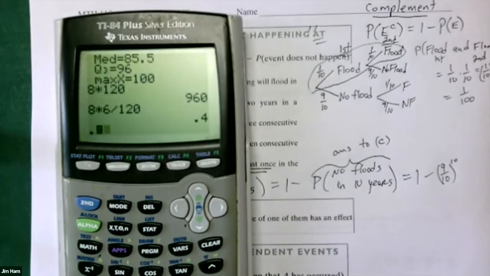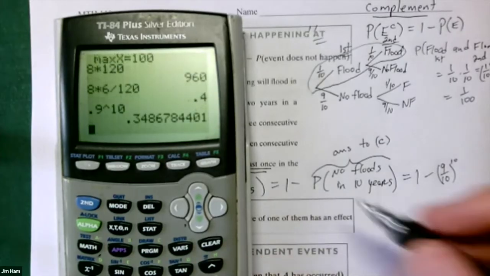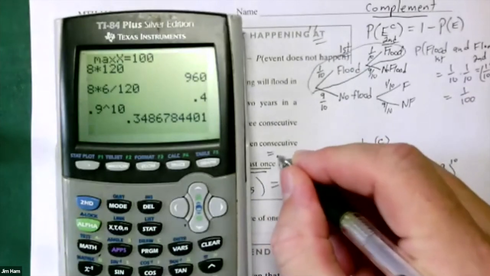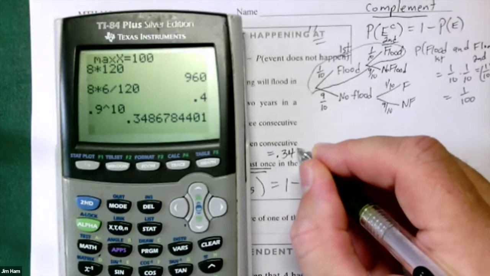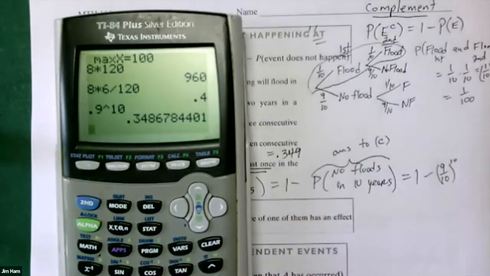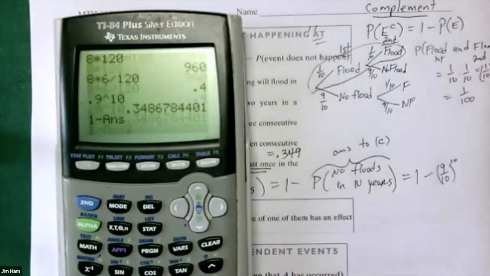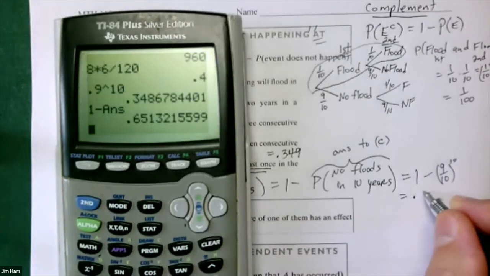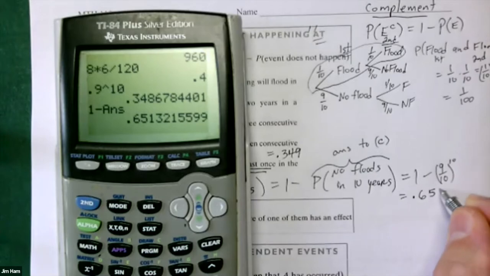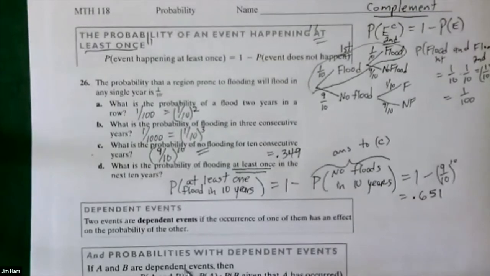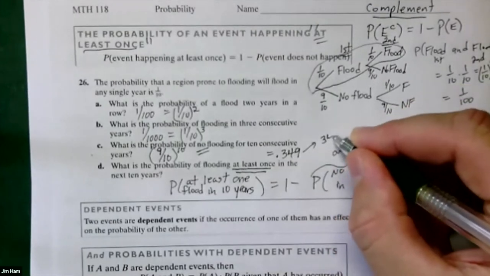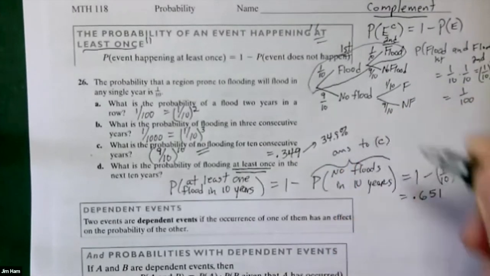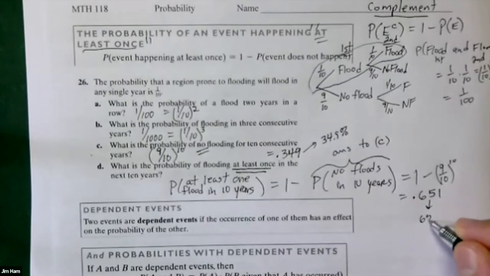All right, so 0.9 to the 10th power is 0.349. I'm going to just round these to 3 decimal places. And then 1 minus that is 0.651. All right, so we'll summarize this. Probabilities are nice because we can change them to percentages, and then we can interpret the probabilities from there.